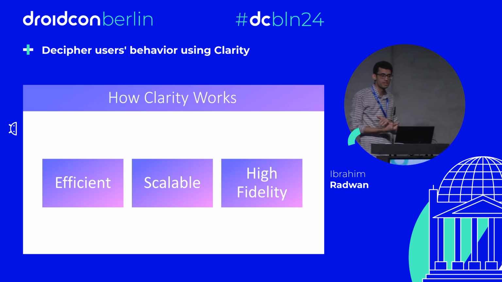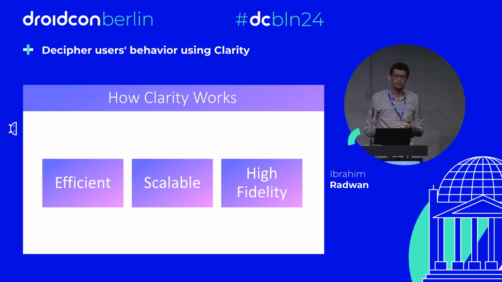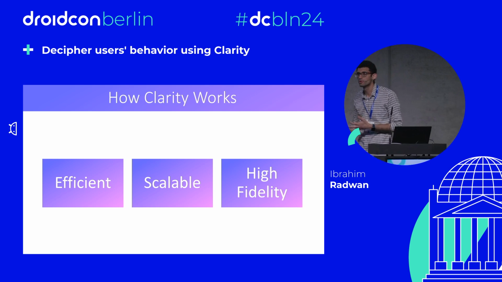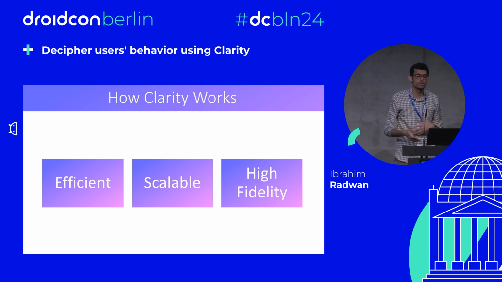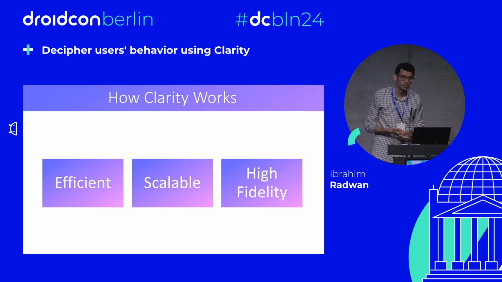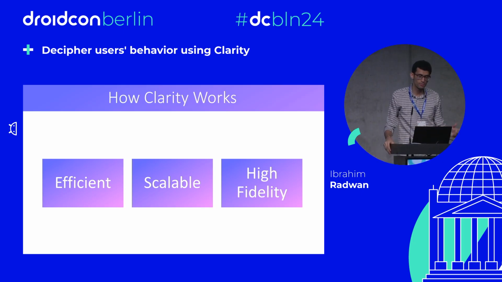The first one was being efficient on the host application, and by efficient we mean in terms of CPU consumption, memory consumption, battery consumption, network consumption, and so on, because developers might shy away from adding this SDK if they find out that it degrades their application performance.